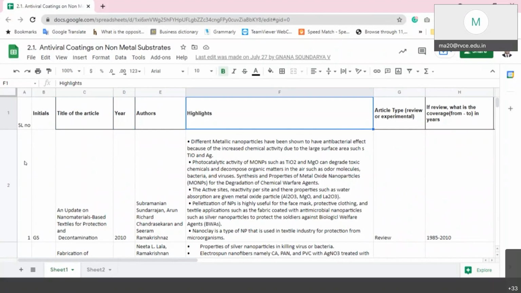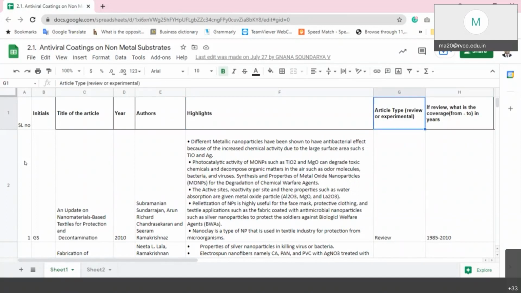So you collected a paper, you went through it, you found out that some information is relevant, and whatever excerpts we are talking about, those excerpts are going to be put under this column. Okay. So next, you are going to specify which type of article it is, whether it is a review article or an experimental paper.